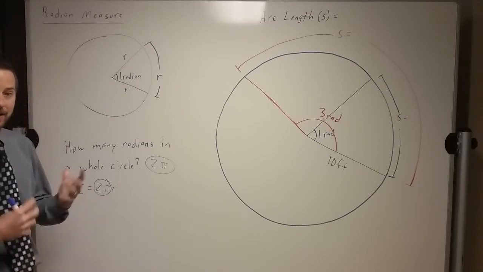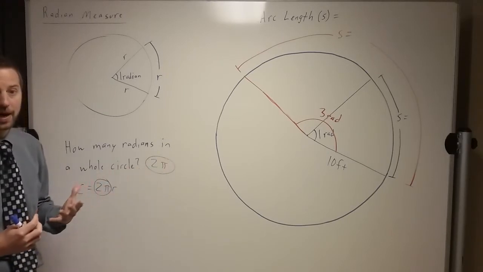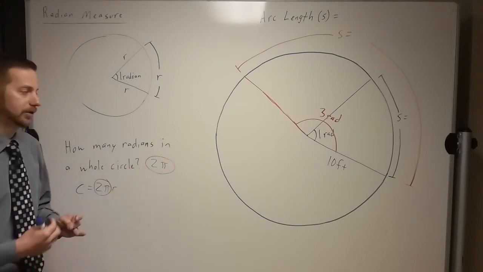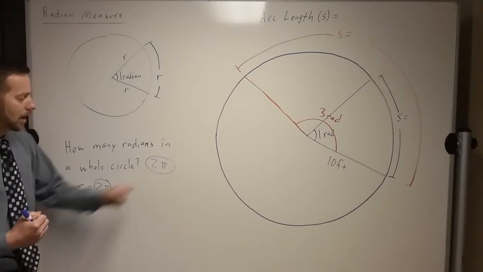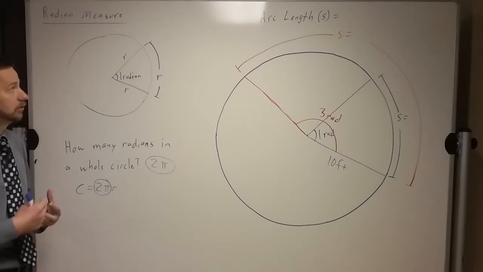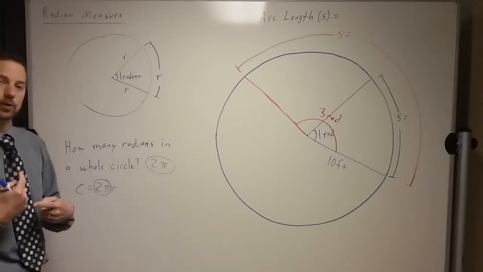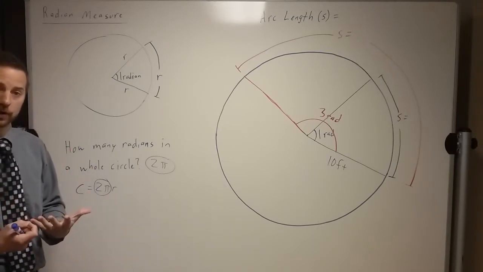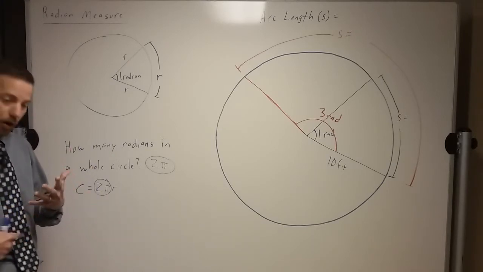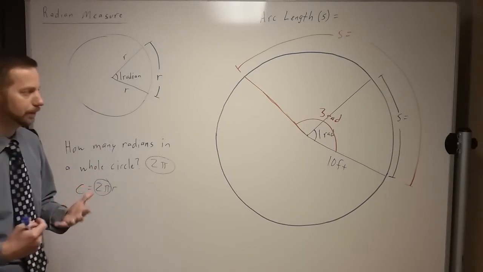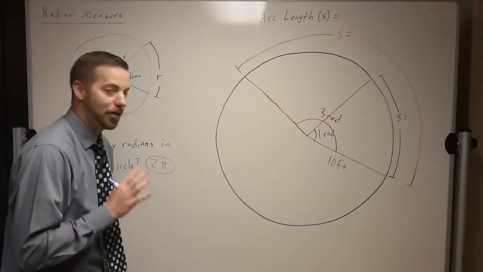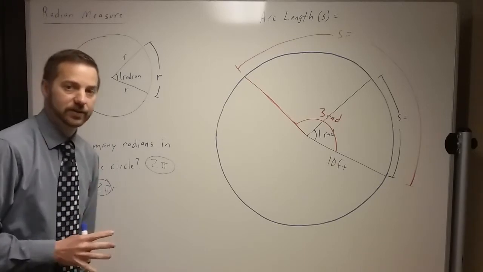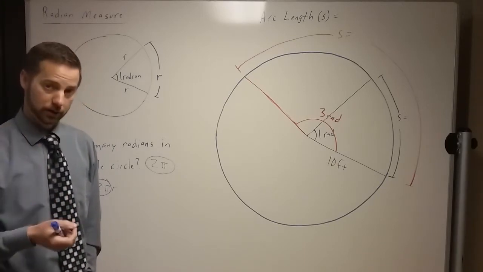It can't be exact unless we leave it as 2 pi, because pi is irrational, it never terminates or repeats. And so basically we can just say there's 2 pi radians in a full circle. So 2 pi radians would be the same as 360 degrees, in other words, because they're both representing a full revolution, a full circle.